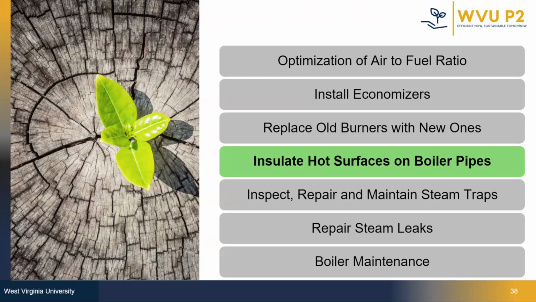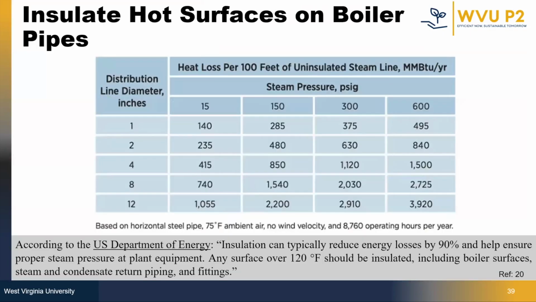Next recommendation is to insulate hot surfaces and boiler pipes. According to the US Department of Energy, proper insulation can reduce those losses by up to 90%. So any surface above 120 degrees Fahrenheit, including boiler surfaces, piping and fittings, should be insulated. So it's one of the simplest yet most cost-effective efficiency upgrades available.